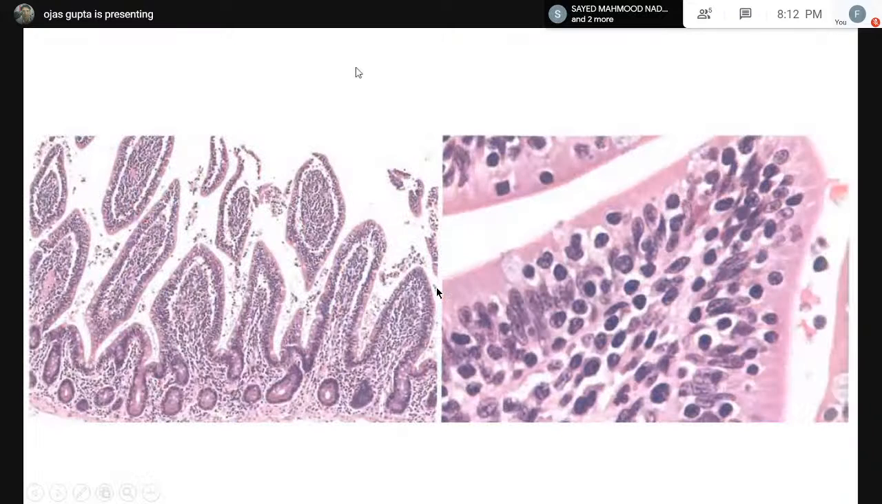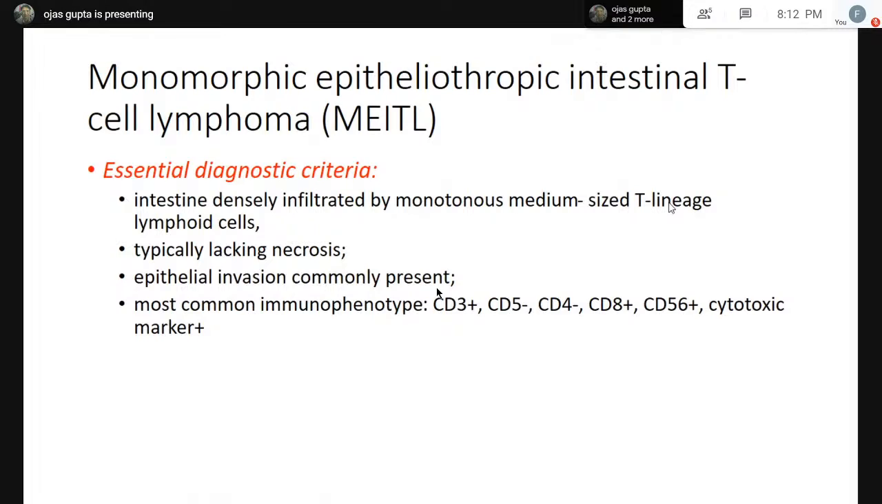Now, the distant mucosa shows preservation of villous architecture, but there are increased intraepithelial lymphocytes. So, it is important to see that they are not showing features of celiac disease. On higher power view, we can see that these intraepithelial lymphocytes show bland appearance. They have round nuclei, condensed chromatin, and inconspicuous nucleoli. So, the diagnosis is monomorphic epitheliotropic intestinal T-cell lymphoma. So, what are the essential diagnostic criteria?